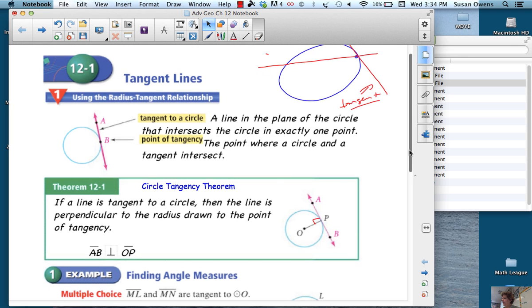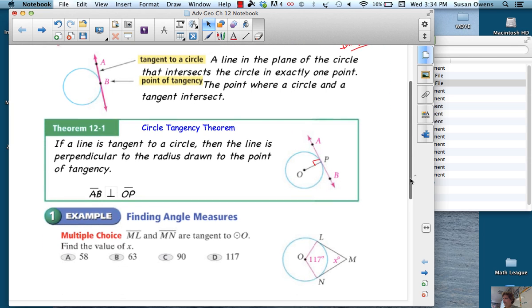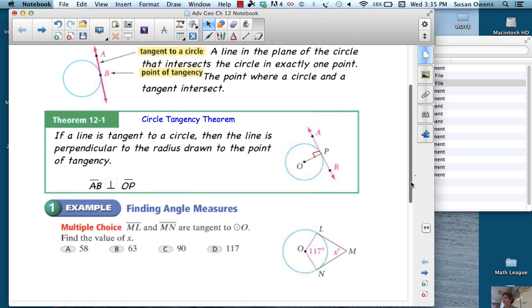And the first thing we have is called the circle tangency theorem. This one says, if a line is tangent to a circle, then the line is perpendicular to the radius drawn to the point of tangency. So in this case, AB is perpendicular to OP.